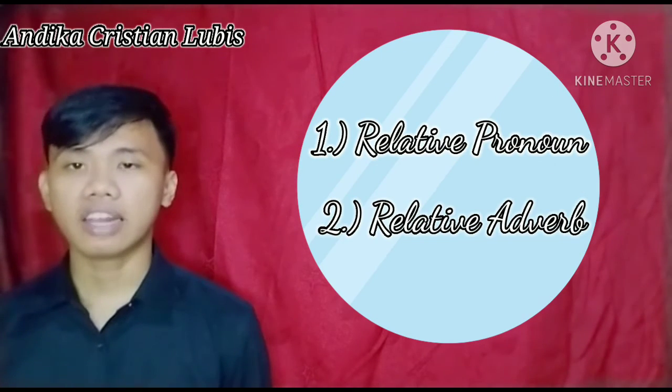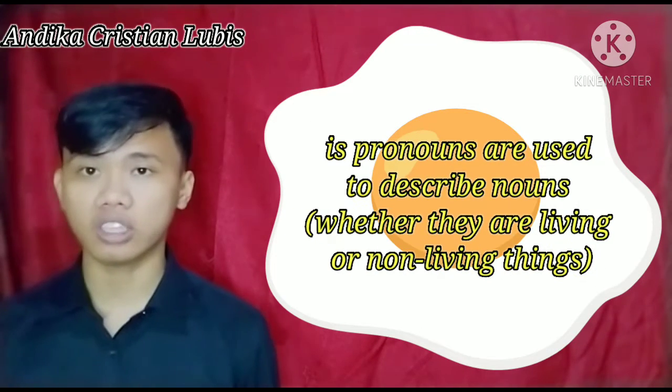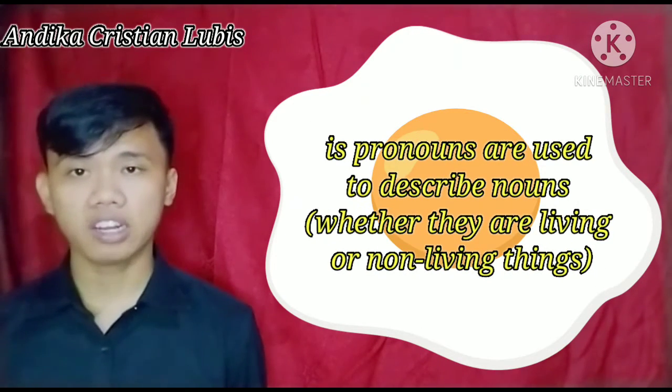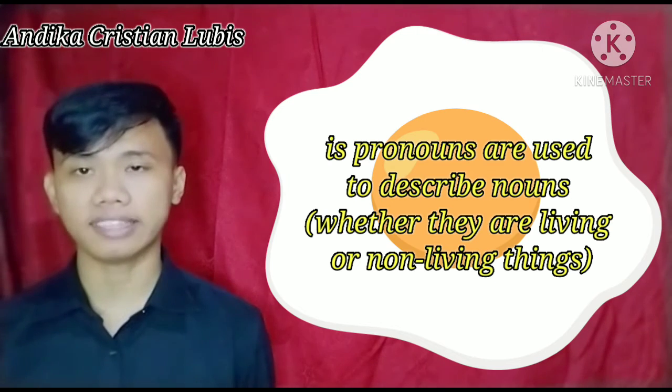I will explain to you the formula of adjective clause. Okay guys, the formula of adjective clause is not too difficult to understand. If we know the concept, it will be easy to understand. So I will tell you the concept. The first one is relative pronoun and the second one is relative adverb. What is the meaning of relative pronoun? Relative pronouns are used to describe nouns, whether the nouns are living or non-living things.